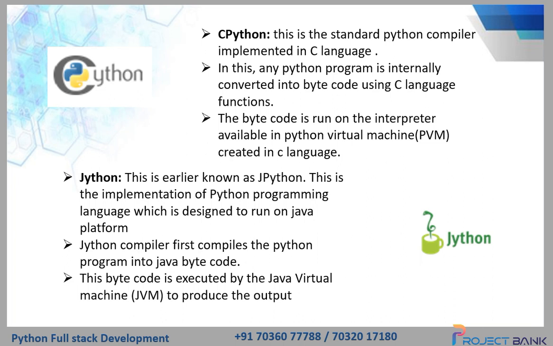Similarly, we have Jython, which earlier we called JPython. This is the implementation of the Python programming language designed to run on the Java platform. The Jython compiler first compiles the Python program into Java bytecode. This Java bytecode is executed by the Java virtual machine to produce the output. As you all know, Java is executed with the help of the Java virtual machine.